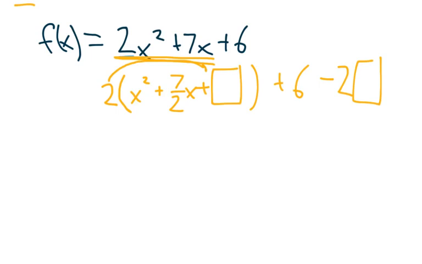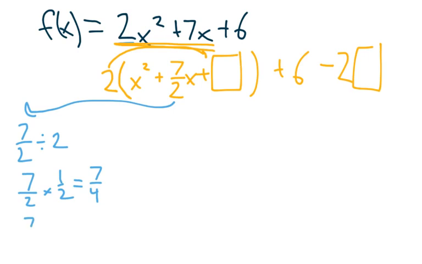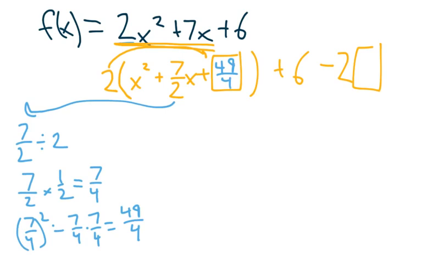So off on the side, I'm going to take this number, 7 over 2, and I'm going to divide that by 2. That's the same thing as doing 7 over 2 times 1/2. This is where knowing your fractions and whatnot makes life a little easier for you. This gives me 7 over 4. Now I'm going to take my 7 over 4 and I'm going to square it, which is the same thing as 7 over 4 times 7 over 4. Meaning that what I'm going to add in my box is going to be 49 over 4.